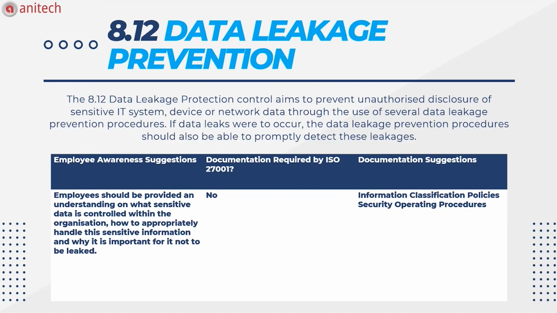Moving on. Data leakage prevention. This control aims to prevent unauthorized disclosure of sensitive IT systems, device, or network data through the use of several data leakage prevention procedures. And if data leaks were to occur, the data leakage prevention procedure should be able to promptly detect these leakages. So the employee should be provided an understanding of what sensitive data is controlled within the organization, how to appropriately handle the sensitive information, and why it is important for it to not be leaked. So we have the information classification policies as well as the security operating procedures.